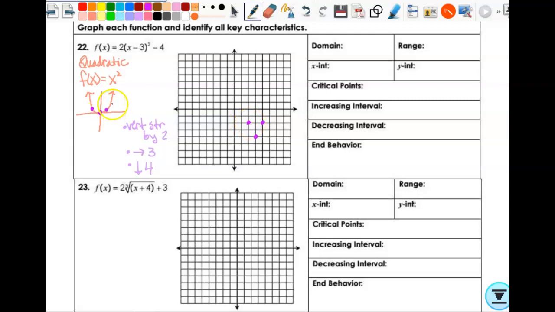My next one is at 2, 4. So I go to 2, 4. Vertical stretch by 2, so I have 4, I multiply that by 2, I get 8. Then I move to the right, 1, 2, 3, and down 1, 2, 3, 4. Then I have negative 2, 4.